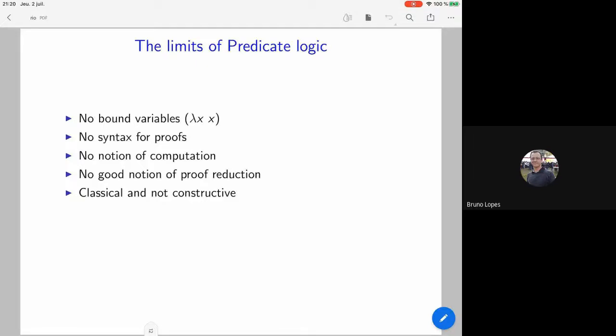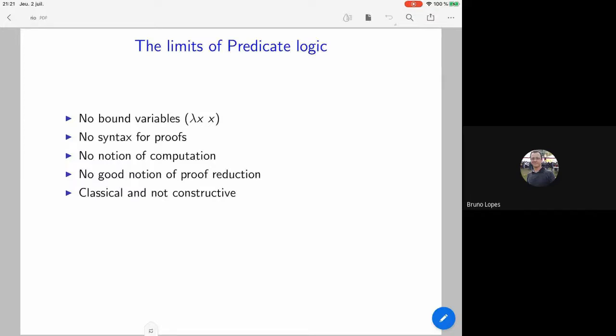We have also no good notion of computation. So for instance, if you want to prove that 2 plus 2 is equal to 4, then you have to provide a proof as if you were proving Fermat's last theorem. So you have to use the axioms of arithmetic to prove your statement that 2 plus 2 is equal to 4. And you cannot just say, well, I know an algorithm for addition and I can add 2 plus 2 and I will get 4.